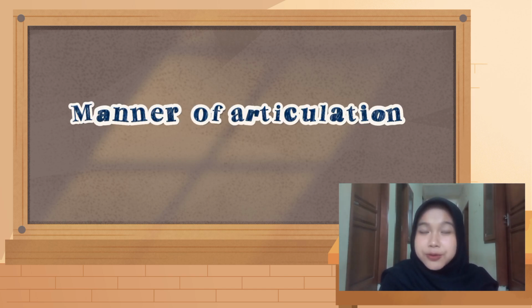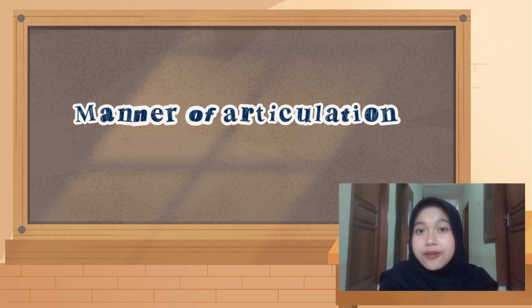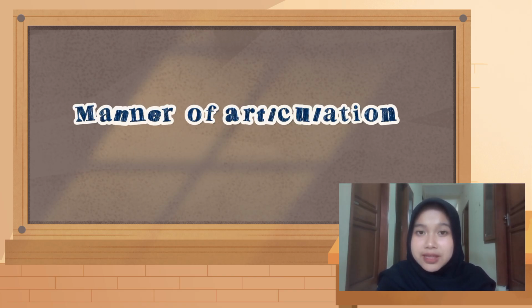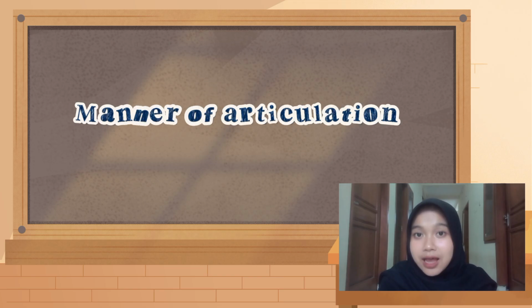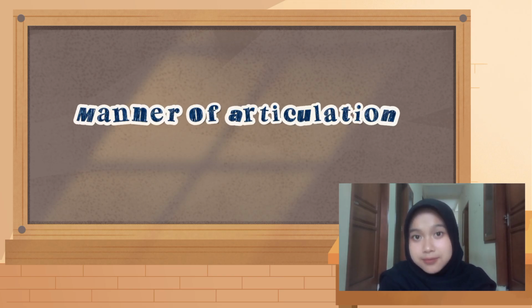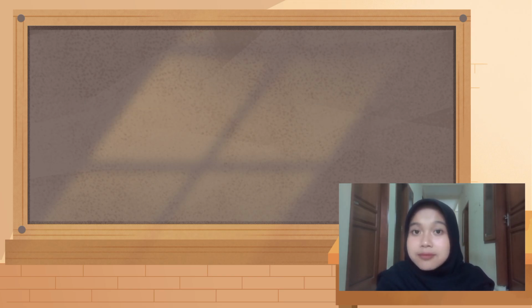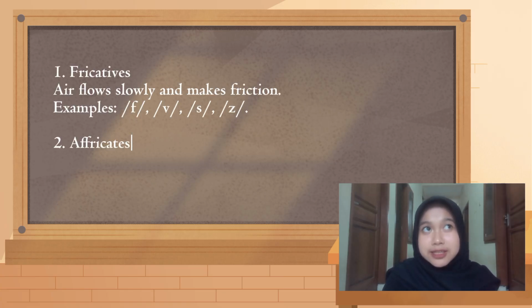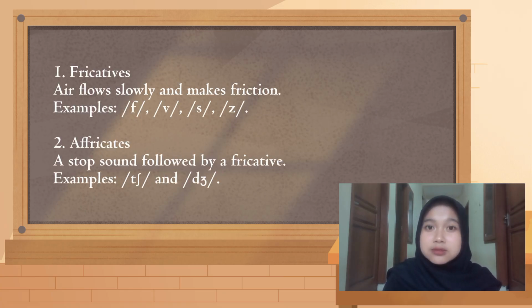After we know about place of articulation, let's move to the next topic. So it is about manner of articulation. Manner of articulation is about how the sound is made. There are some types. The first is fricatives. Fricatives are when air flows slowly and makes friction.